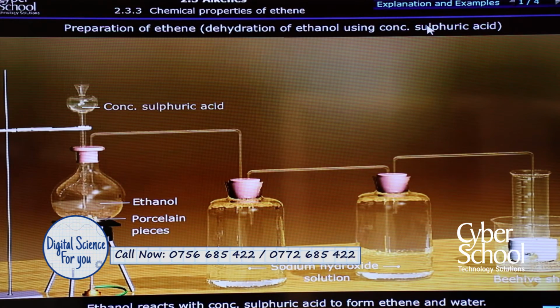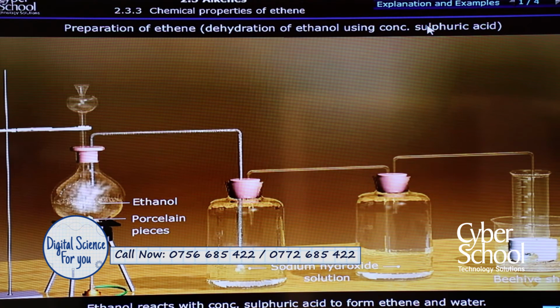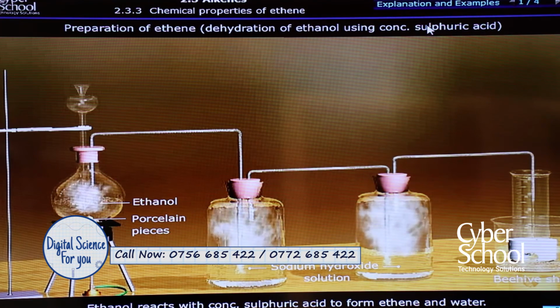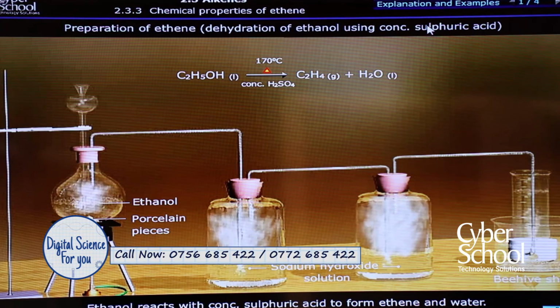Ethanol reacts with concentrated sulfuric acid to form ethene and water. When vapors of ethyl alcohol are passed over aluminium oxide, ethene and water are formed.